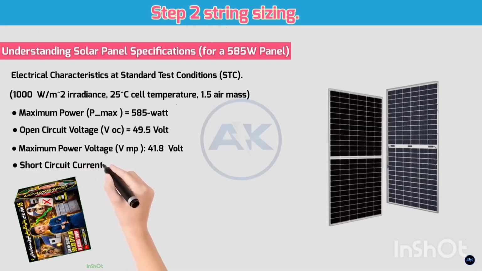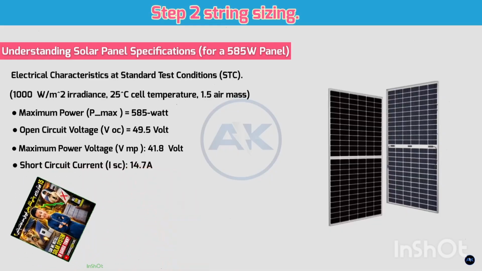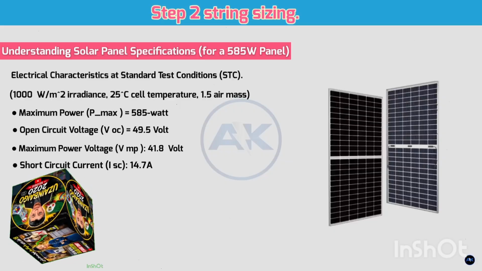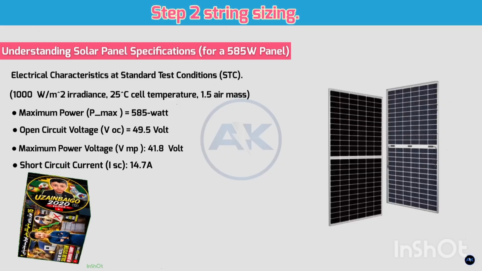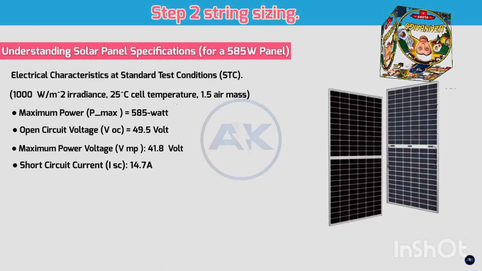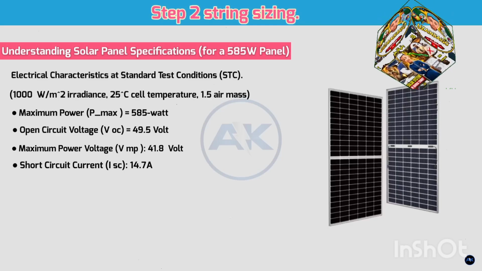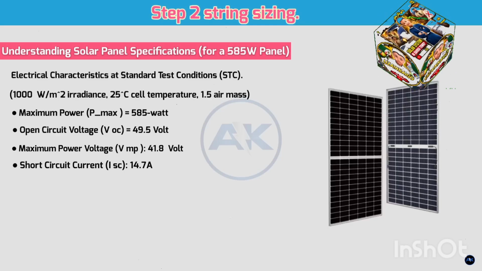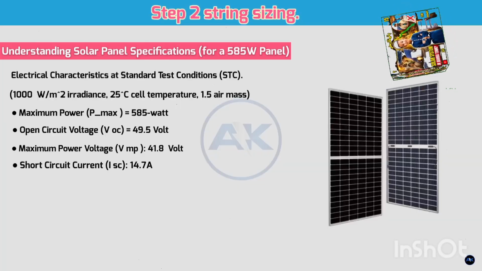Short circuit current, ISC, 14.7 amps. This also varies. This is the maximum current the panel can produce when its terminals are shorted. It's the highest current a single panel can output. Importance for string sizing: ISC is critical for calculating the maximum string current, which is essentially the ISC of a single panel when panels are in series, or the sum when in parallel. This value is used to determine fuse and circuit breaker sizing and must not exceed the inverter's maximum input current.